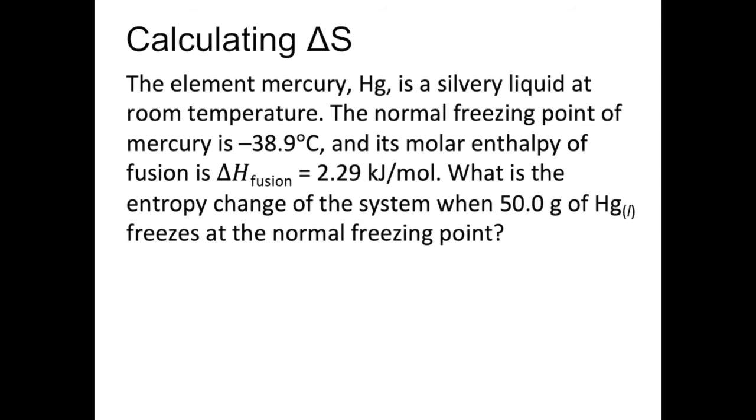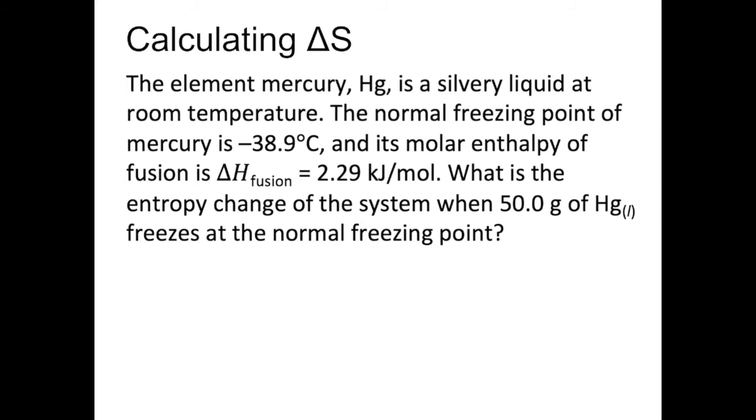Now that we have an equation that allows us to calculate a delta S, we can do an example. So elemental mercury, Hg, is a liquid at room temperature, and the normal freezing point for mercury is minus 38.9 degrees Celsius. Its molar enthalpy of fusion is 2.29 kilojoules per mole, and we want to know what is the entropy change of the system when 50 grams of mercury freezes at its normal freezing point?